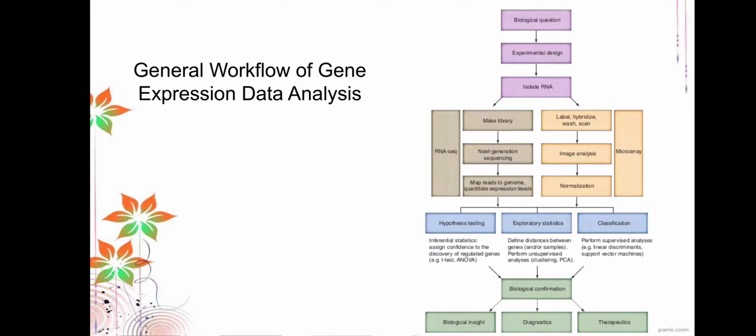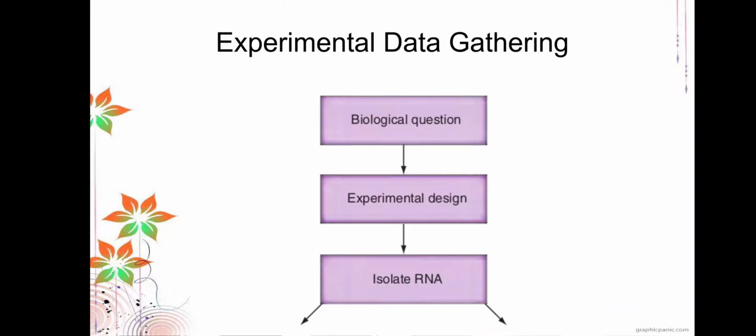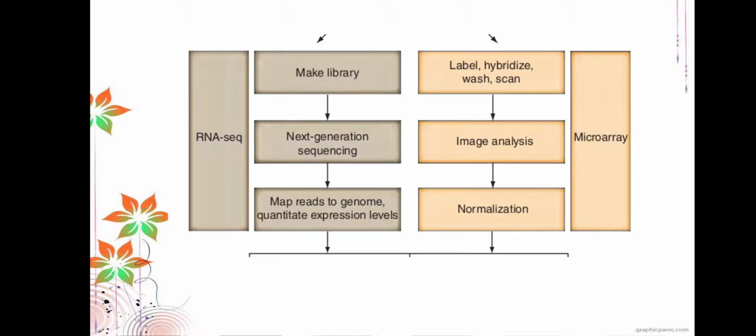So here is a general workflow of gene expression data analysis. It's a pretty large graph, so I actually cut it off. You have experimental data gathering. So you have a biological question. We usually do transcriptome analysis studies starting with a question. You have a biological question that you want to know, and then from that question you will craft an experimental design, and then you isolate your RNA. Depending on what method you use, you have either RNAseq or microarray. So these are the general methodologies for them.